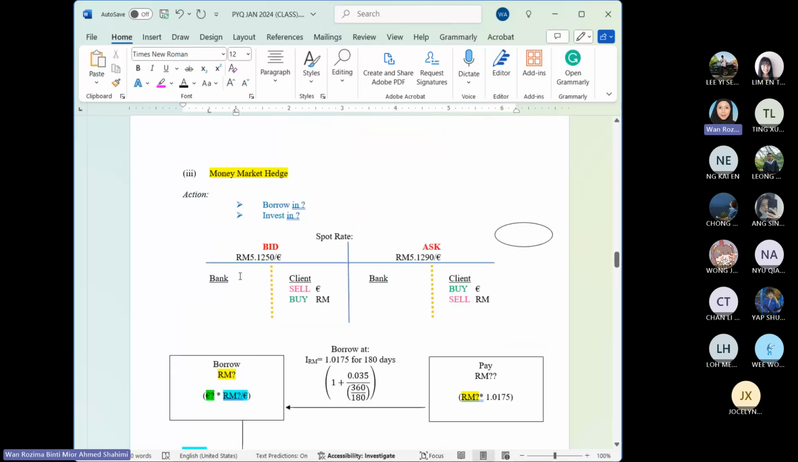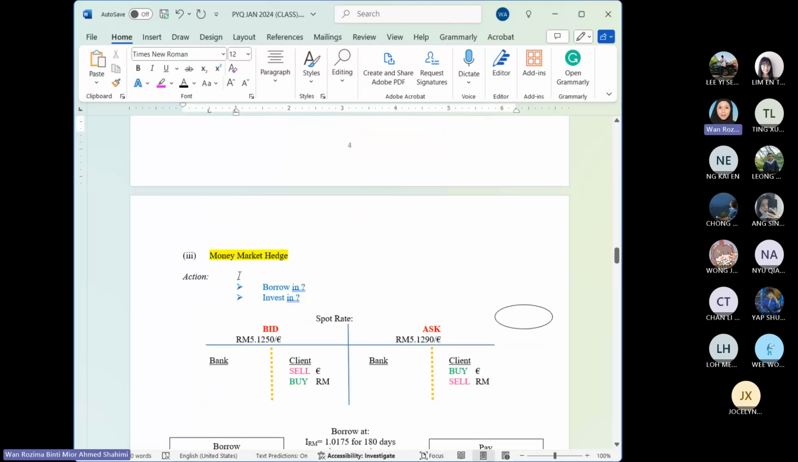Before that, based on the money market, where should we borrow? Foreign currency or home currency? Where should we borrow? Foreign currency or home currency?